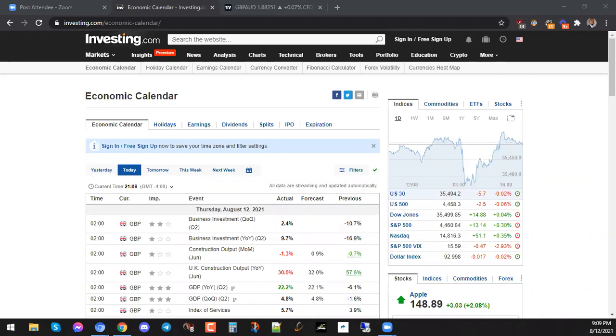So you guys can see that I have my investing.com economic calendar on my screen. And why do I have it up? I have it up because we're going to use the economic calendar to find where the volatility is in the market. Let me know, guys, what times do you start trading on a daily basis? What times do you look forward to getting into the market?